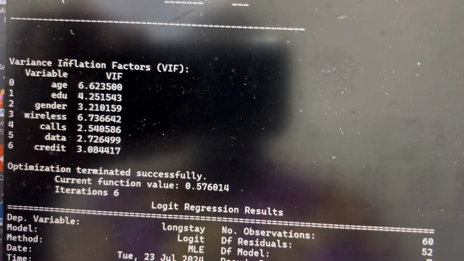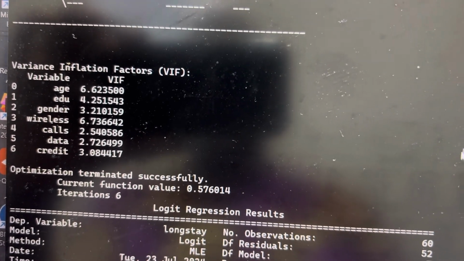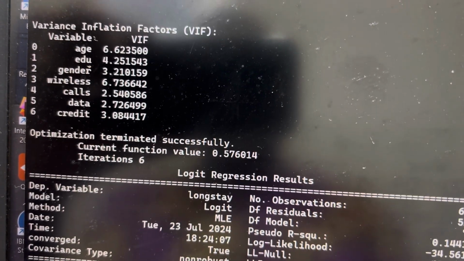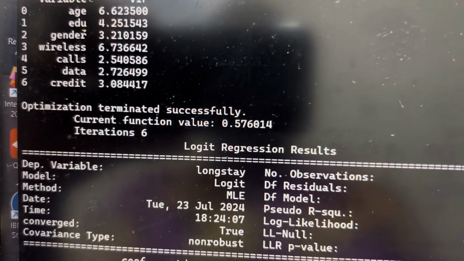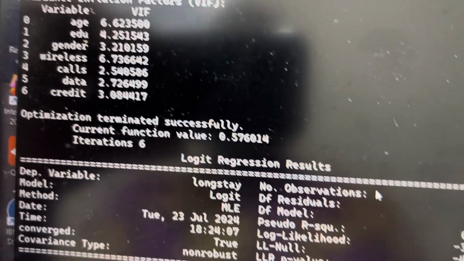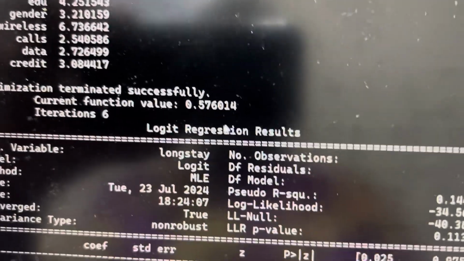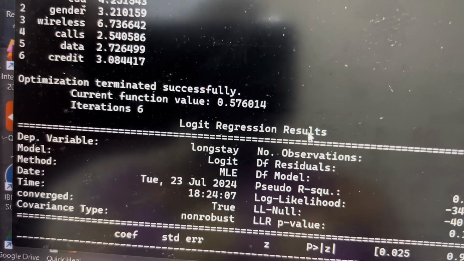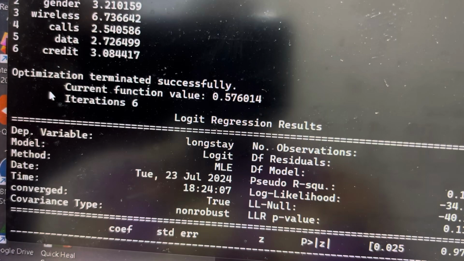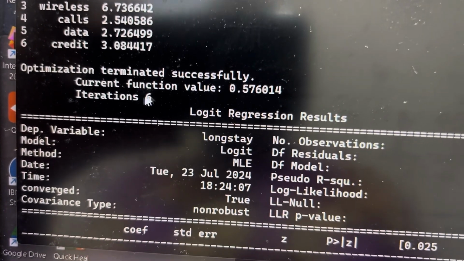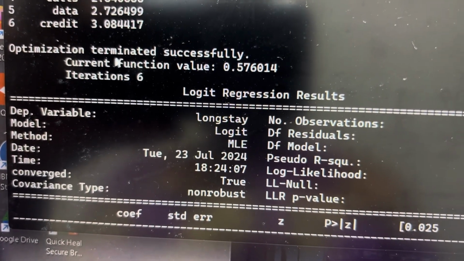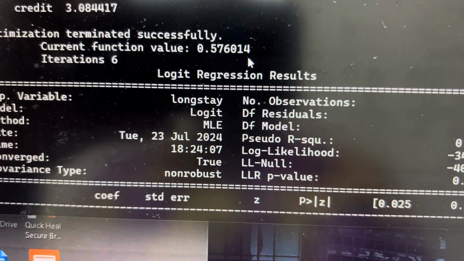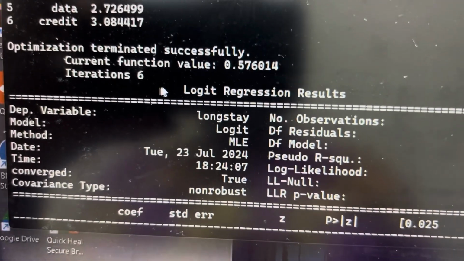Then it gives us some pre-estimation tests, variance inflation factors, which is this. I'm not going to talk on the interpretation of this, as I leave the viewer to go and study it and see what it is all about. Then it is now saying optimization terminated successfully. Current function value 0.576014. Iterations, that's 6 iterations.